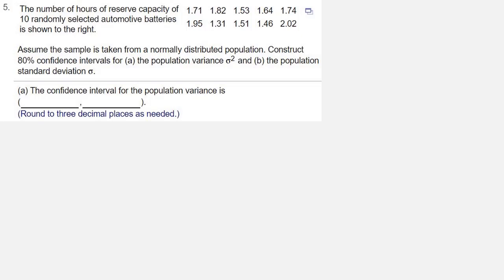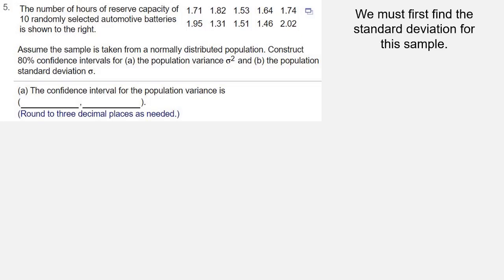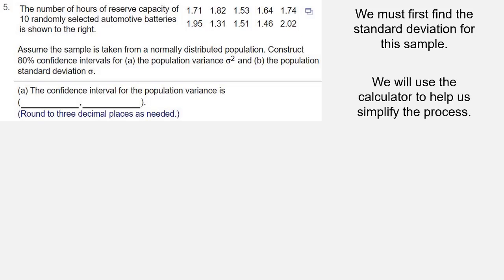Construct 80% confidence intervals for A, the population variance sigma squared, and B, the population standard deviation sigma. So we have 10 values that are decimal values. And for us to do this process, we're really going to turn to technology to help us speed it along. We could do the process that we learned back in section 2.4 on how to find the mean, variance, and standard deviation to build a table, but the TI-83/84 graphing calculator is going to make it a lot easier.